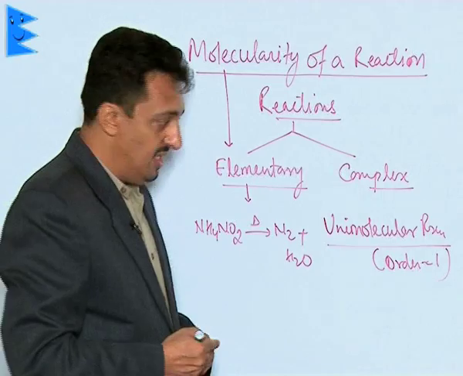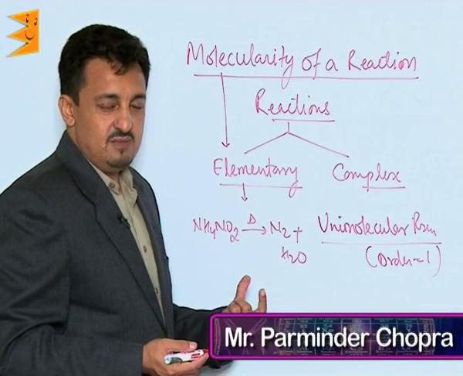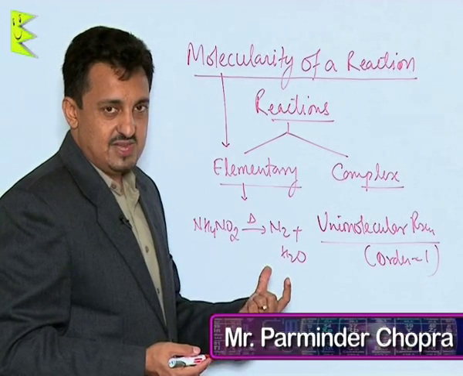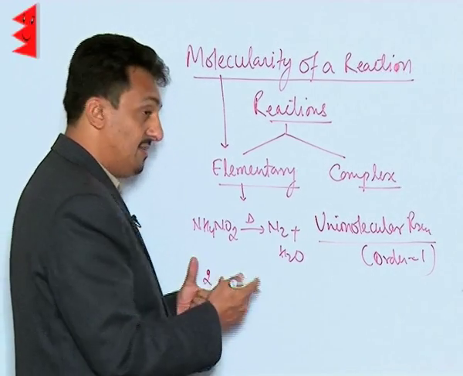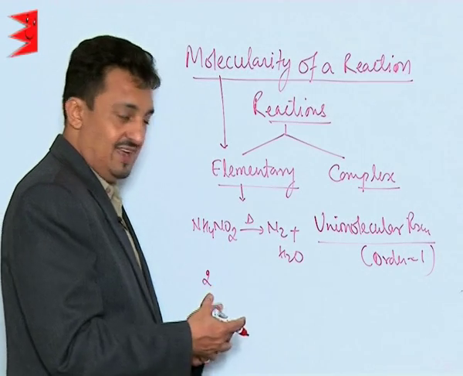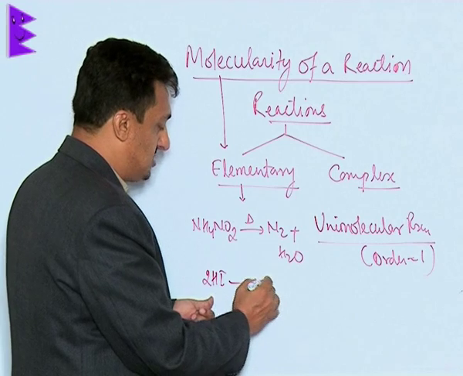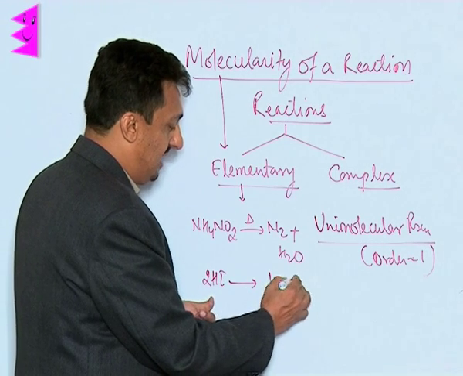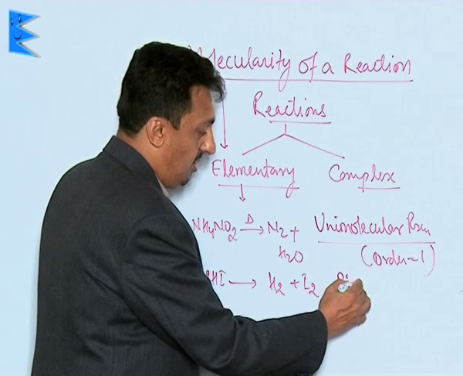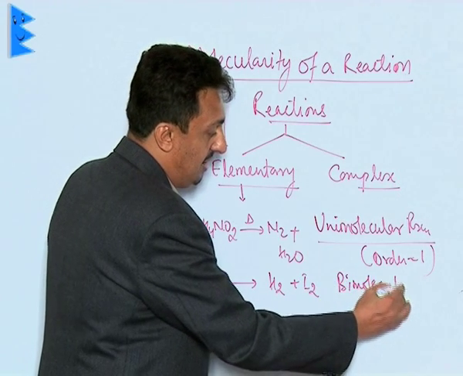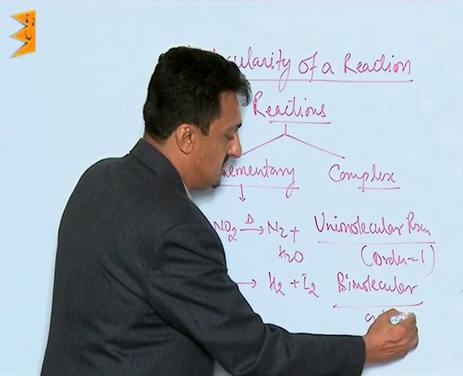Now there can be two reactants reacting together to form the product. For example, two molecules of HI reacting or colliding with each other to form hydrogen and iodine. Such reactions are called bimolecular reactions, or we say that these are reactions in which the order is 2.